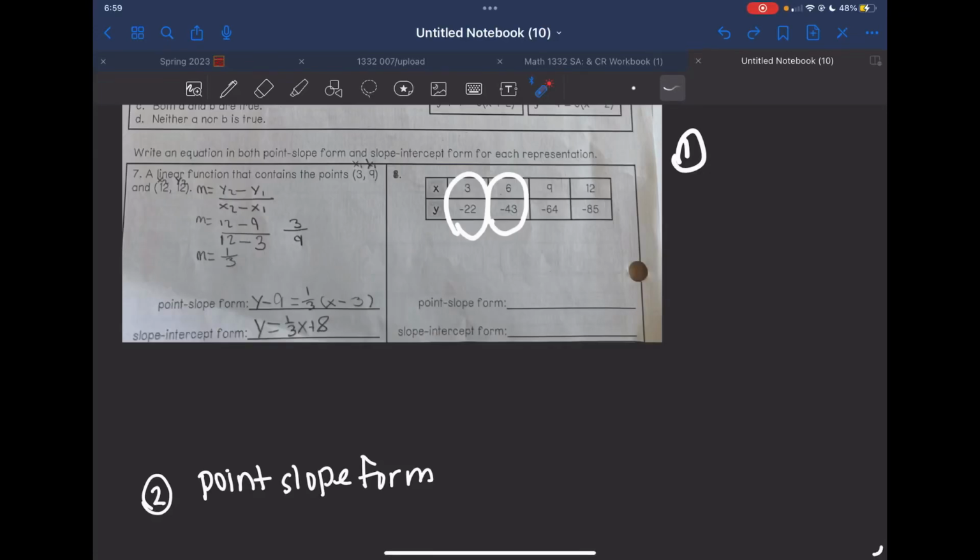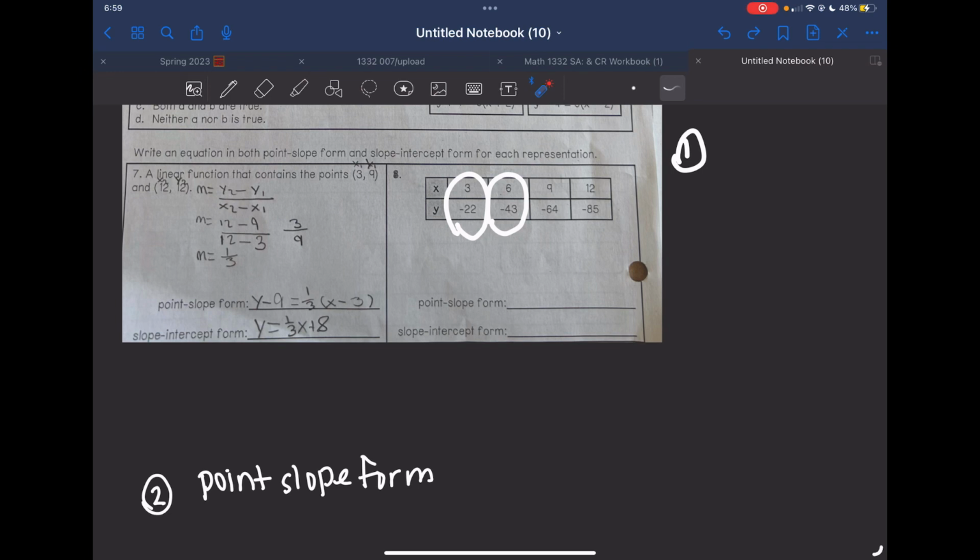Hi, we're going to look over number 8 on your point slope formula homework. Number 8 says that it wants the solution in point slope form and y-intercept form. To get point slope form, we're going to solve point slope form and then get slope intercept form.